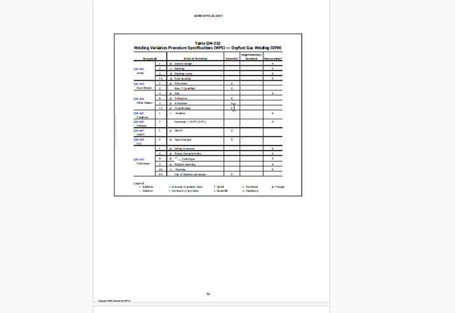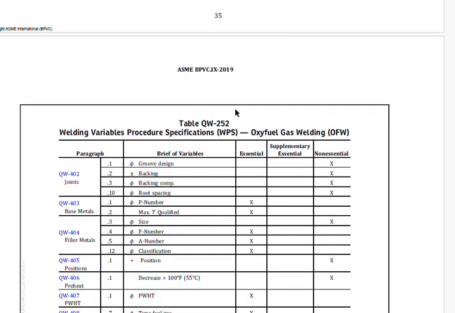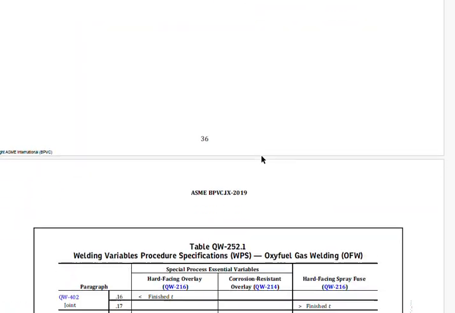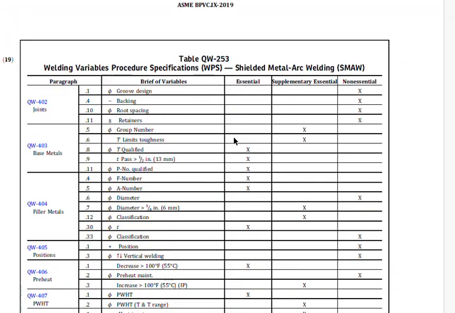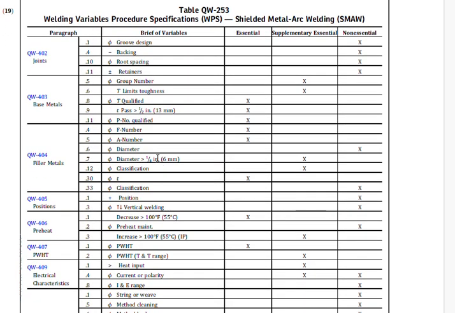Here 252 is the table for each and every different welding process, like welding variable procedure specification for oxy-fuel gas welding. But generally we are not doing this one, so we will refer only to SMAW, shielded metal arc welding, which comes under table QW 253. Here all of the variables are mentioned.